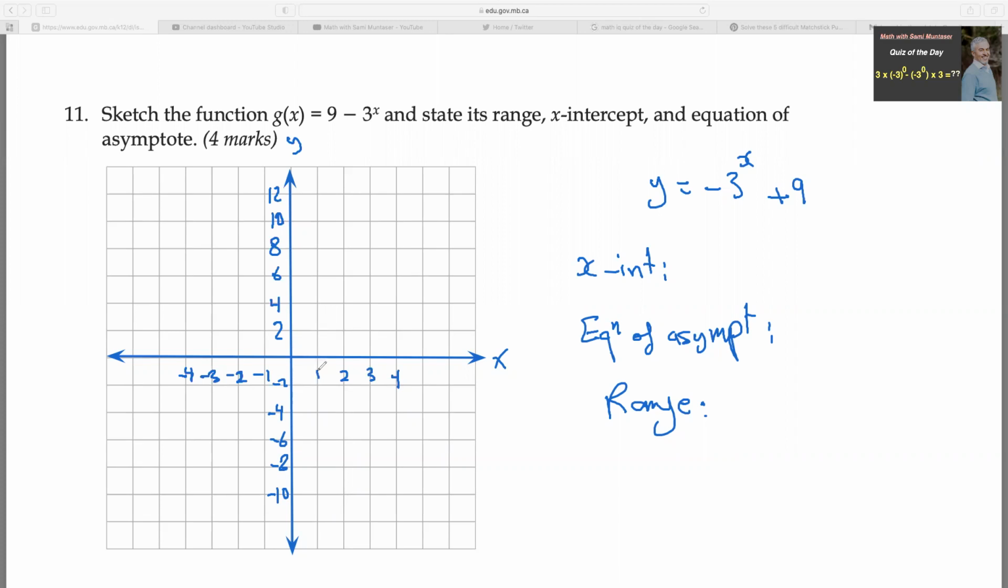Now with exponential graphs, usually y equals three to the x. When x is 1, y would be 3. And when x is 0, y will be 1.